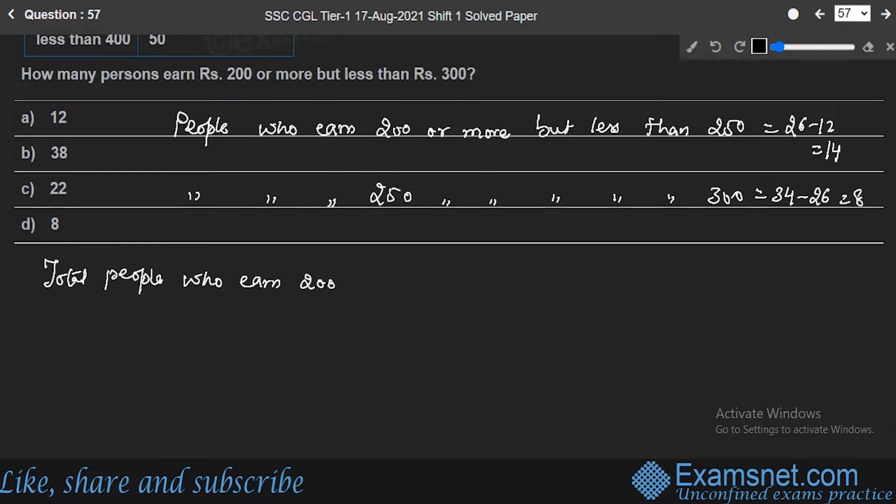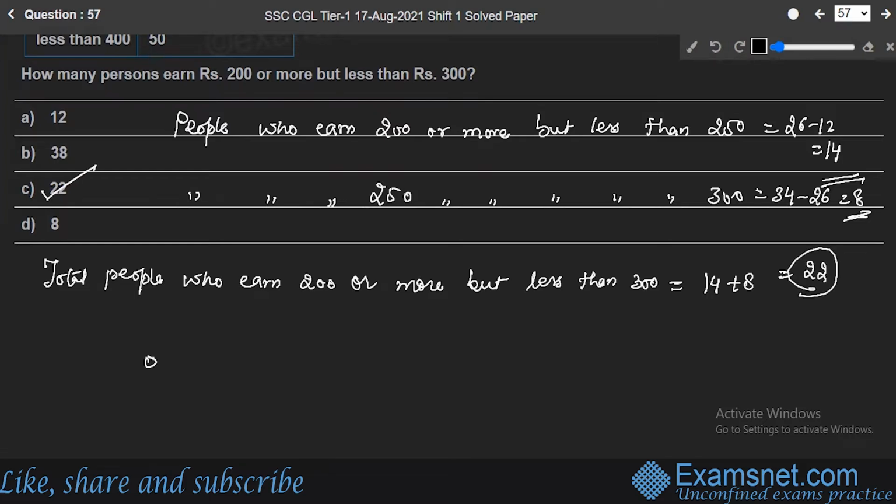Now, the total people who earn 200 or more but less than 300, what are they? Yes, you'll be adding them. It was a very simple and easy question, right? So 22, that is option C, is the answer to the question. Hope you are clear.